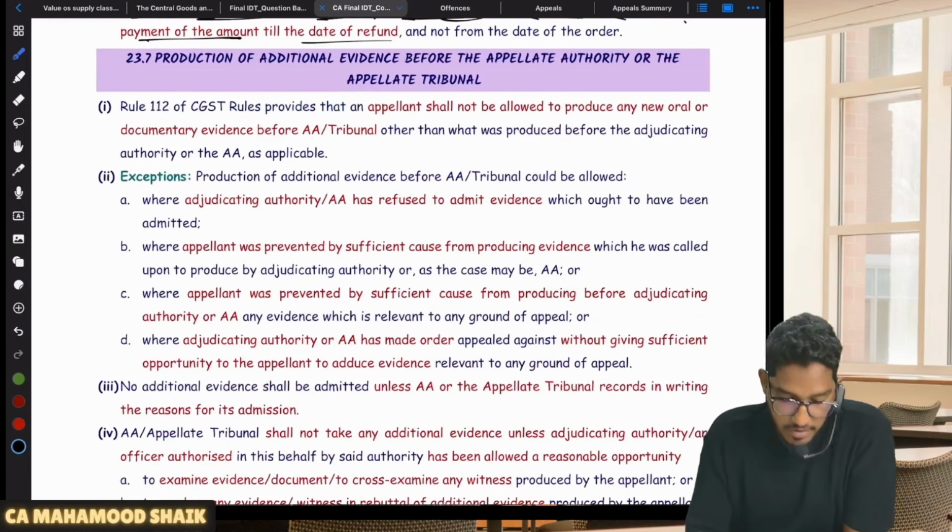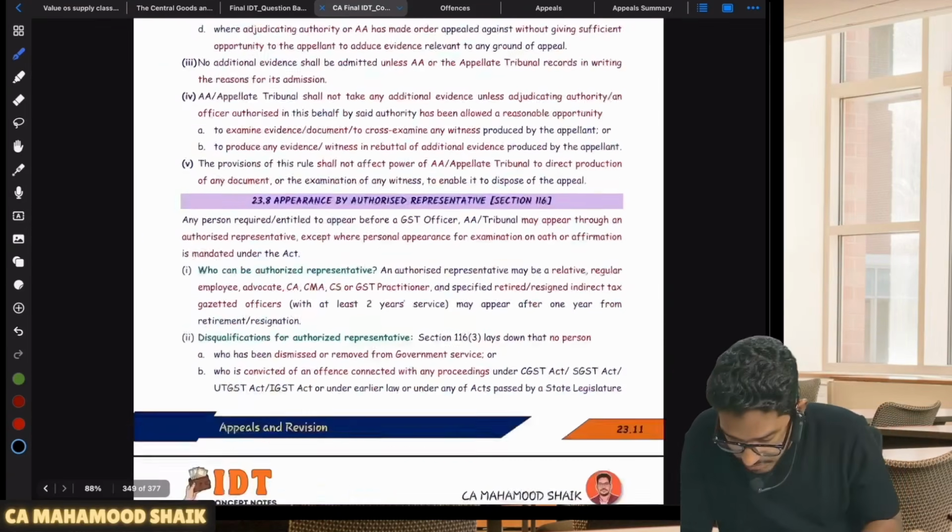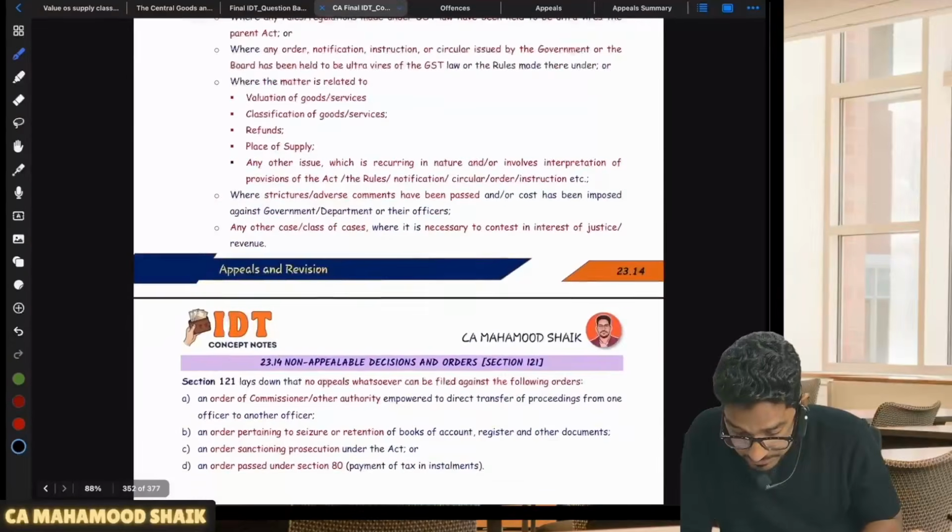Now some procedural formalities. Quickly we'll try to complete it. How many more pages we have here? My throat is drying up.